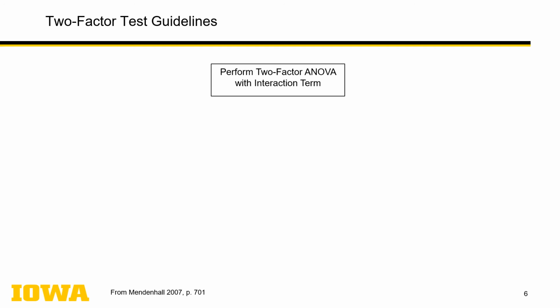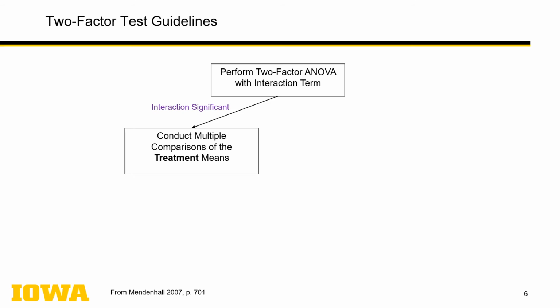And again, it's a massive increase in complexity, so to speak, just by adding another factor to our experiment. So we go ahead and perform the 2-factor ANOVA, and we have an interaction term in there so we can determine whether it is significant or not. If the interaction is significant, you're kind of done. The best you can do then is a multiple comparison for each treatment.